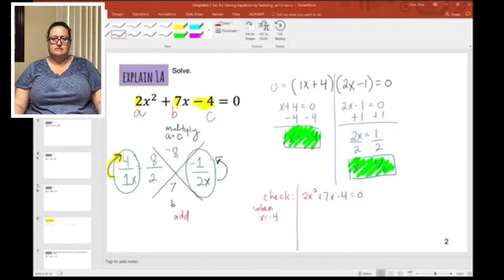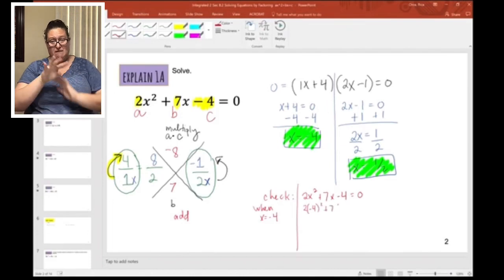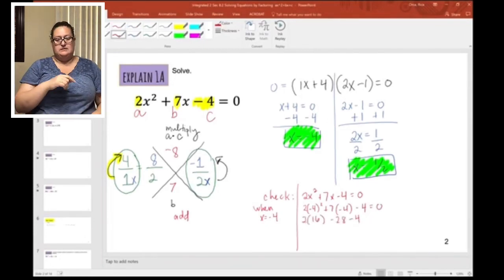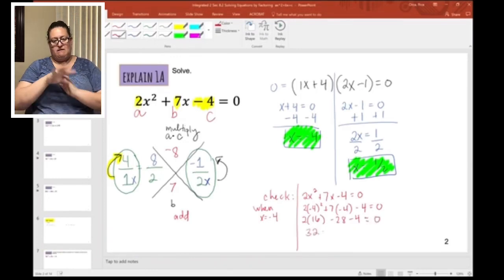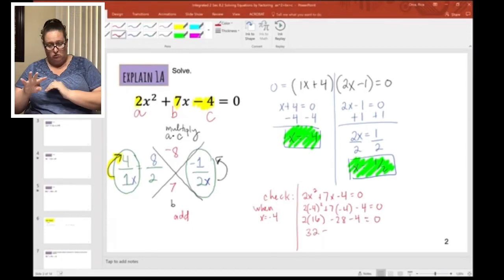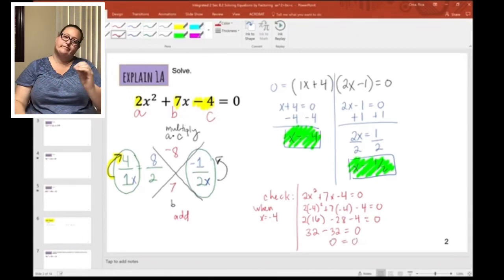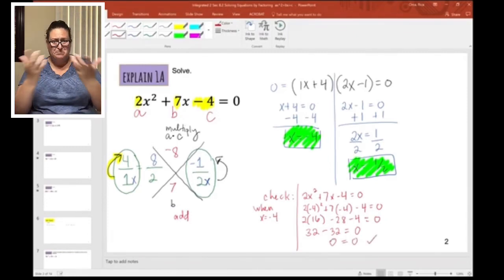So when x equals -4, we have 2 times -4 squared plus 7 times negative 4 minus 4 equals 0. Negative 4 squared is 16. 7 times negative 4 is negative 28, minus 4 equals 0. 32 minus 28 minus 4, that's going to give us negative 32 equals 0. And 32 minus 32 is 0. 0 equals 0. So notice how this checks, which means that x equals negative 4 is a solution.